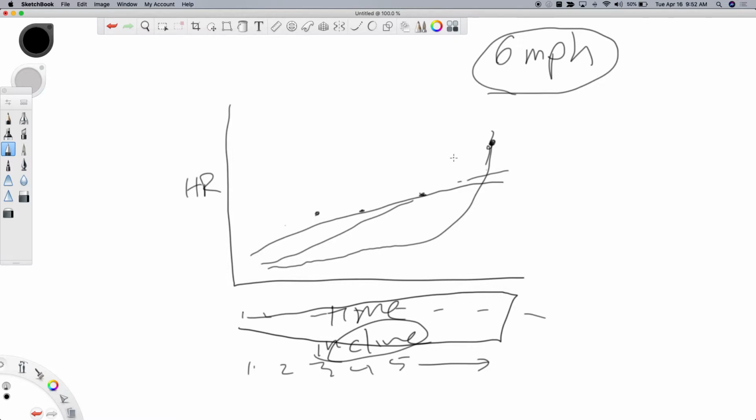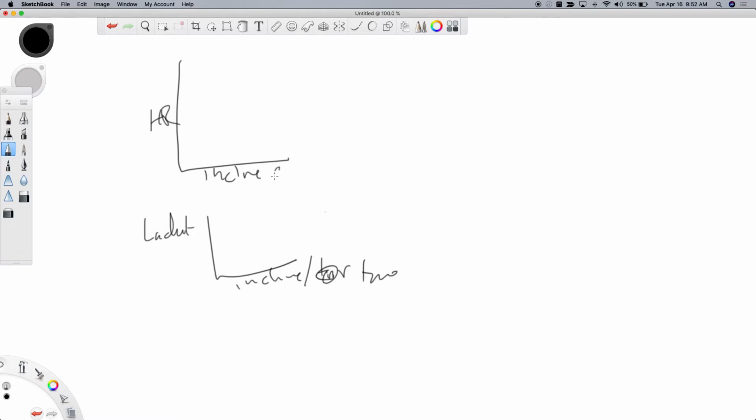Now, what I would recommend, just so that you don't get confused, is you make one of these for heart rate versus incline. And then you put them together. You make one for lactate versus incline, or time. And then you make one for VO2, based on incline or time. Okay? And then the lactate one's going to look like this, the heart rate one's going to look like this, and the VO2 one is going to look like that.